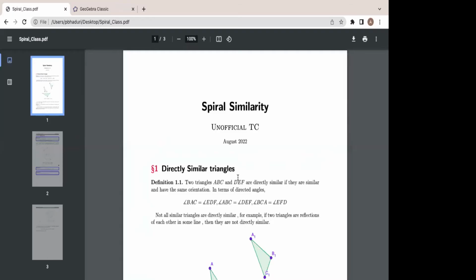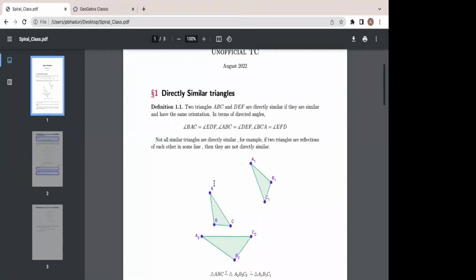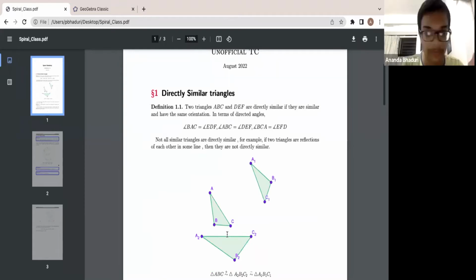So first we'll define directly similar triangles. They are directly similar if they are similar and have the same orientation. If you are familiar with directed angles, it means that all their corresponding directed angles are equal as well.